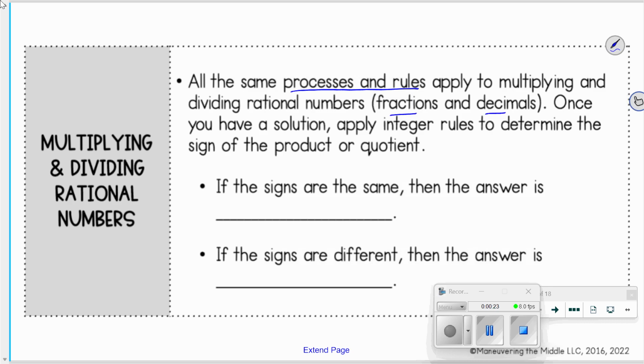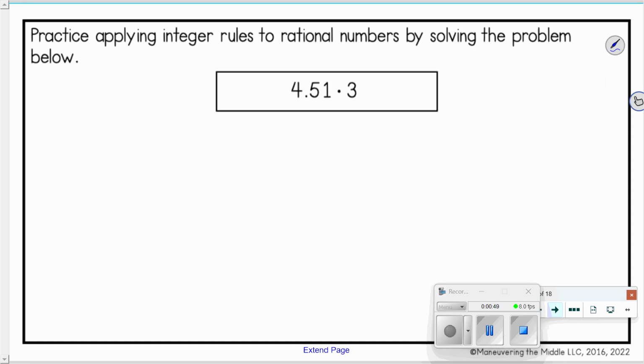So really, this lesson is more about making sure we're reviewing those rules for those operations and reinforcing the integer rules. Okay? If the signs are the same, the answer is positive. That's our love situation. If they're the same, it's positive. They love them. The signs are different. The answer is negative. Okay? The process is going to still be the same. So we're going to go through that same process. Let's just review the rules really quickly.